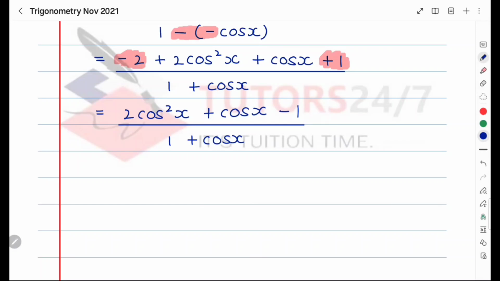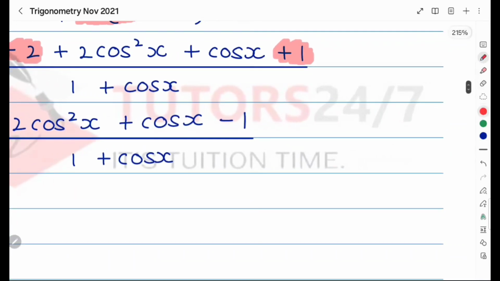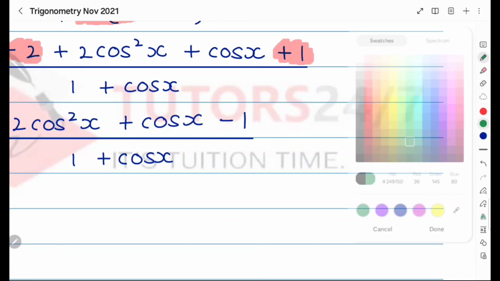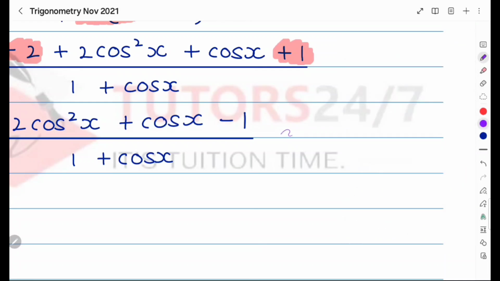Now we are going to factorize the numerator. If you struggle with factorizing the trinomial as a trig ratio, what you can do is turn it into x or turn it into k or whatever variable you want to use. So I'm going to do that on the side. So here, if we were to change it, let's state that, let k be equal to cos x.